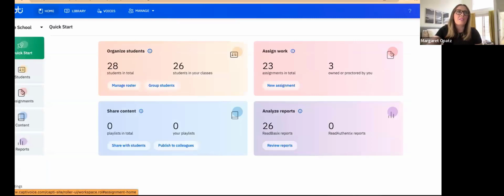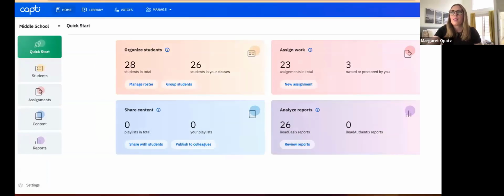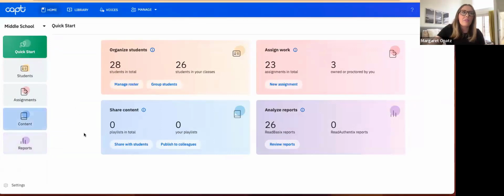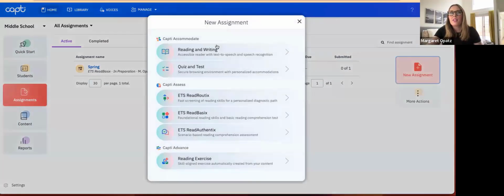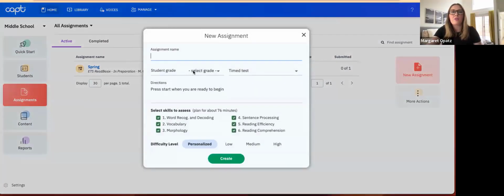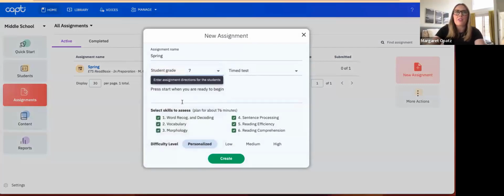Okay, so within CAPTI, I'm logged in as a teacher. What I'm going to show you first is how to make an assignment. Within CAPTI, here's Read Basics. I would be able to say, let's say I want to do a spring assessment, and then I'm going to make it 7th grade. CAPTI with Read Basics has 6 subtests based off of the foundational reading skills.